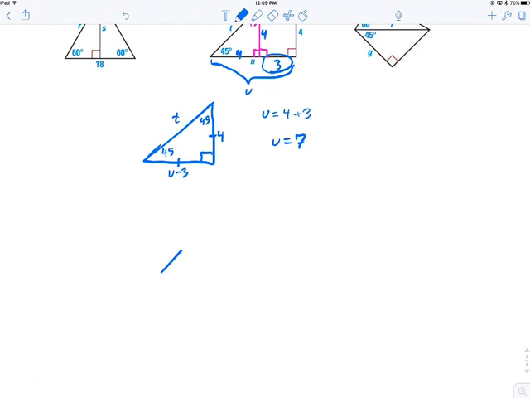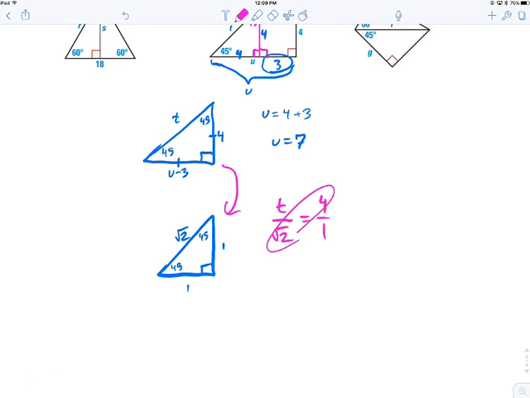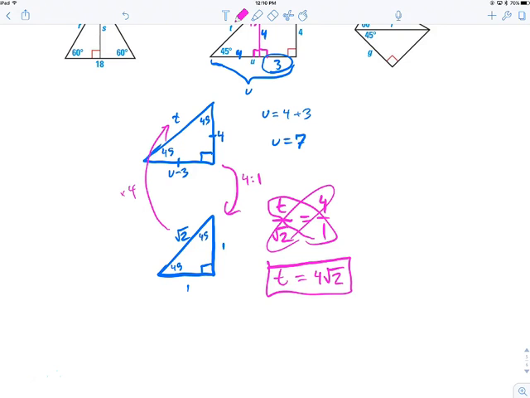Let's remember our 45, 45, 90 triangle here. 45, 45, 90, 1, 1, root 2. So I'm going to set up a proportion going from this top triangle to the bottom. It is t is to root 2 as 4 is to 1. So we get t times 1 equals 4 root 2. And that one I used a proportion, although you could have absolutely realized there was a 4 to 1 scale here. So you could have just multiplied this by 4 if you noticed that.